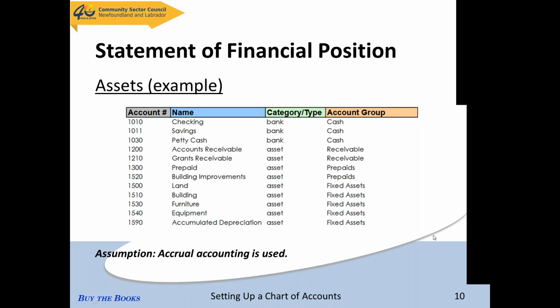Now note, of course, this assumes that your organization uses accrual accounting. If you are using cash accounting, you will still have a chart of accounts, and you will still assign account numbers, but you would not have, for example, receivables, because they would not exist under the cash accounting method.